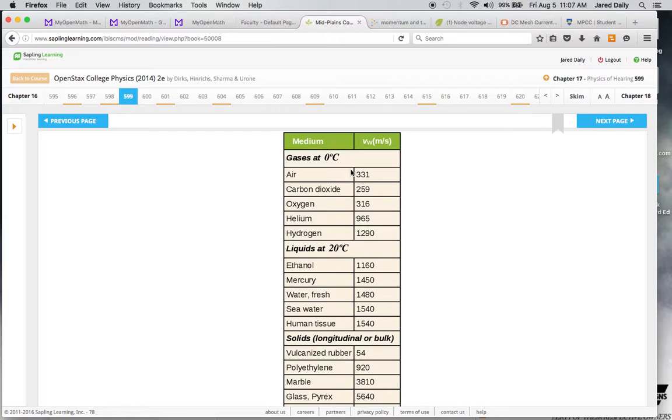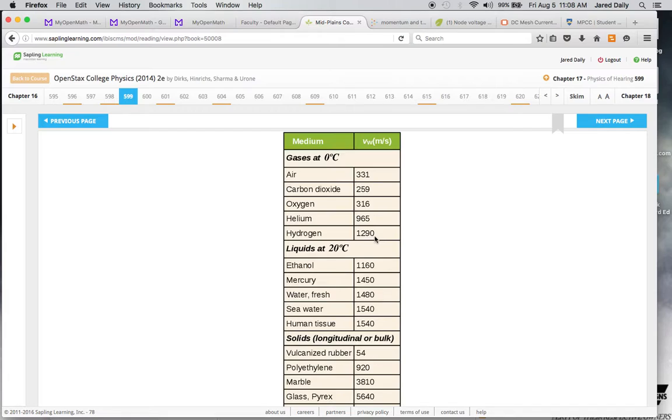In carbon dioxide, a little bit lower speed. Oxygen, about the same as air. Helium, it's actually a much higher speed. Hydrogen, higher still. And you can see that ethanol, mercury, water, seawater, human tissue are all much, much higher than air. So sound actually travels much more quickly through solids and through liquids than it does through gases for the most part. You can see here that hydrogen actually has a very high speed.